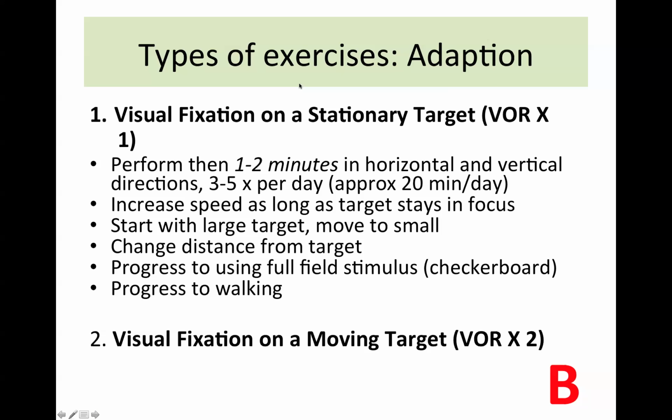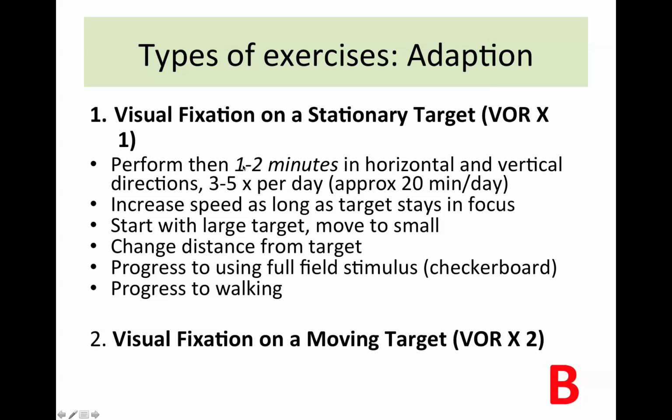So what types of exercises do we do for adaptation? Well, you will hear about times 1 or times 2, and it's actually VOR times 1 or times 2. And so you are having visual fixation first for VOR 1 on a target that is not moving, and we're going to ask you to move. Usually we start in the horizontal direction, okay, and then we will move to the vertical direction. We will usually start people doing this for 1 minute, all right, 3 to 5 times a day, and if it's chronic, up to 20 minutes per day, okay?